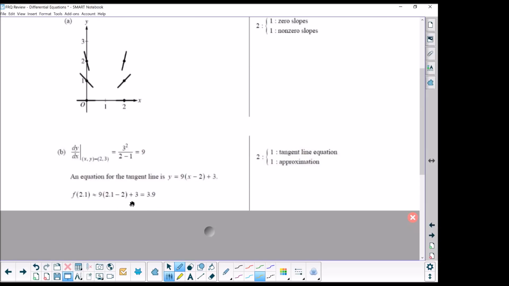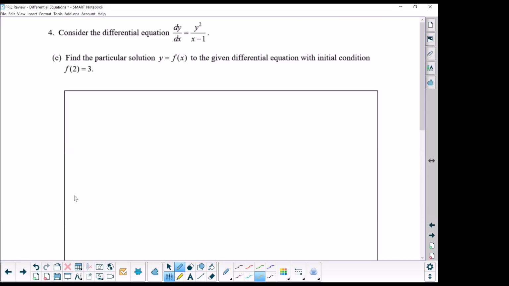And then if you've got something that's numeric, whether it's what my hand is sort of underlining here, that would be perfectly acceptable, or of course the 3.9. All right. Let's move on to our part C for this question.